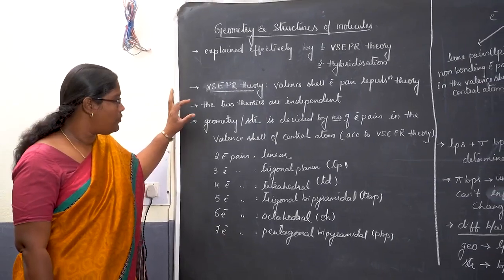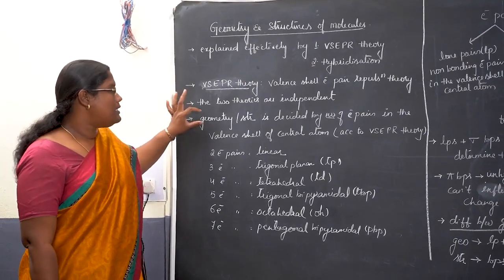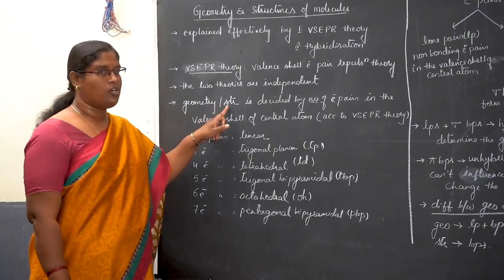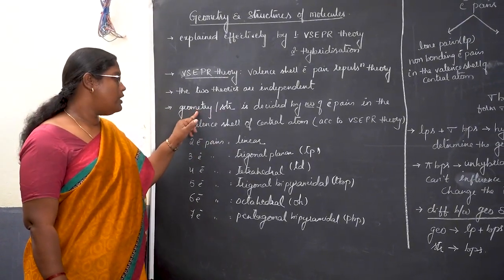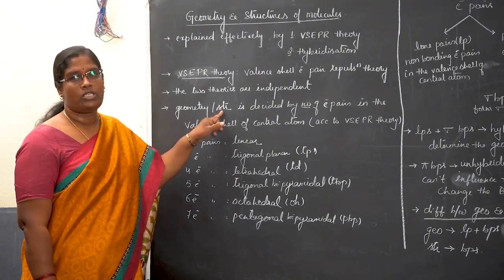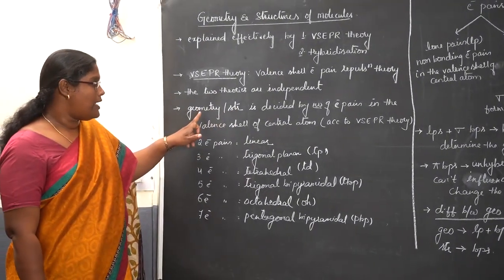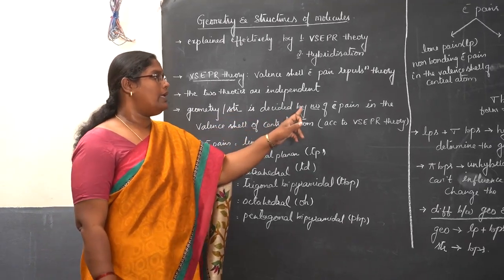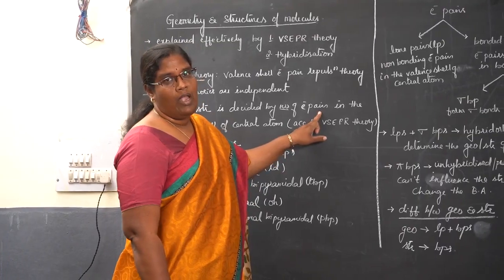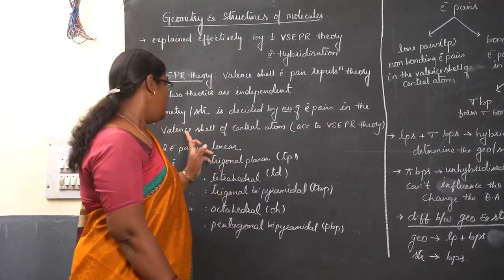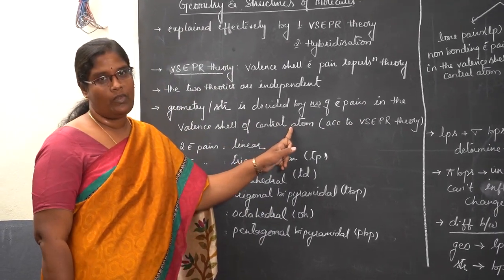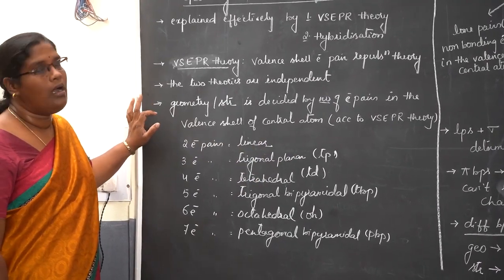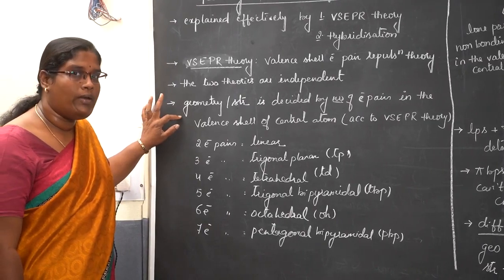Let us discuss the structures. First of all, what is the basic difference between the words geometry and structure? When should we use the word geometry and when should we use the word structure? What we say is that geometry or structure is generally decided by the number of electron pairs present in the valence shell of the central atom.